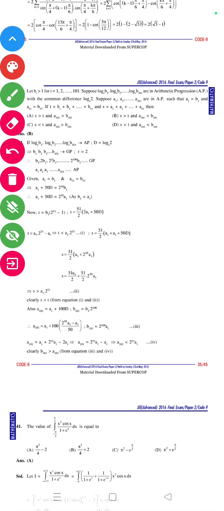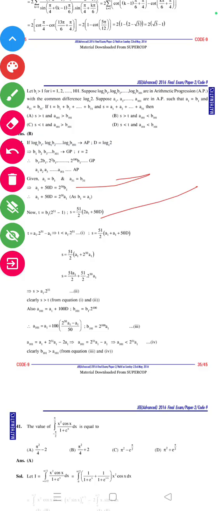तो log e b1 plus log e b2 इसी तरह से log e b101 AP जो है, d is equal to log e 2, b1, b2, b3 GP is equal to r, तो b1, 2 b1, 2 स्क्वायर b1 और 2 के स्क्वायर b1 is equal to GP, तो a1, a2 एक से एक AP आ जाएगा. Given a1 is equal to b1 and a51 is equal to b51, so a1 plus 50d is equal to 2 to the 50 b1 and a1 plus 50d equals 2 to the 50 a1, as a1 is equal to b1. Now t is equal to b1 times (2 to the 51 minus 1) and s is equal to 51 by 2 (a1 plus a51). t is equal to a1 (2 to the 51 minus 1), t is less than a1 times 2 to the 51, ये पहला हो गया.